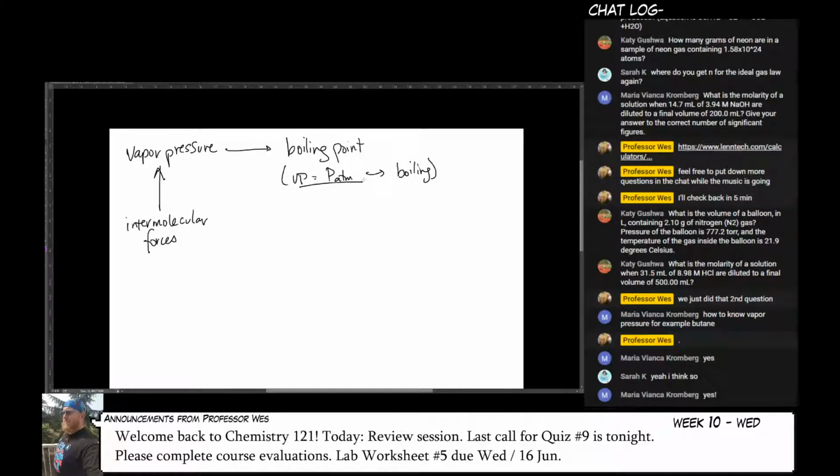Now, if our molecules have strong intermolecular forces, so here are my molecules in the liquid phase. If they have strong intermolecular forces, and that's what these lines are, they're all held together, so strong intermolecular forces. The result of that is that there are very few molecules in the vapor, and so you have a low vapor pressure.